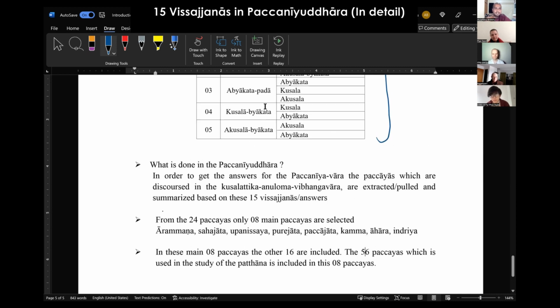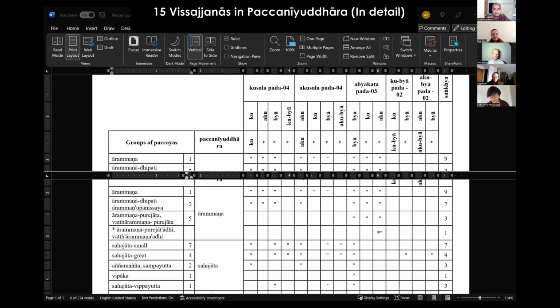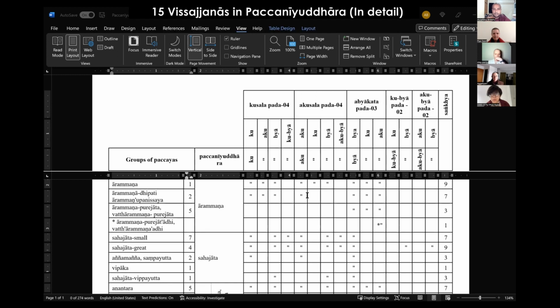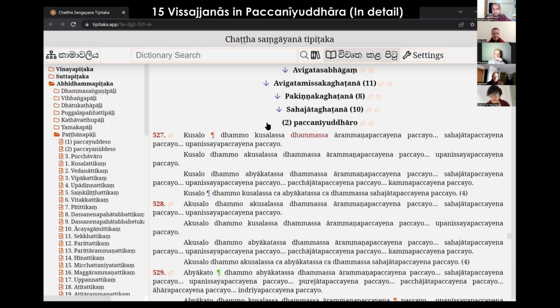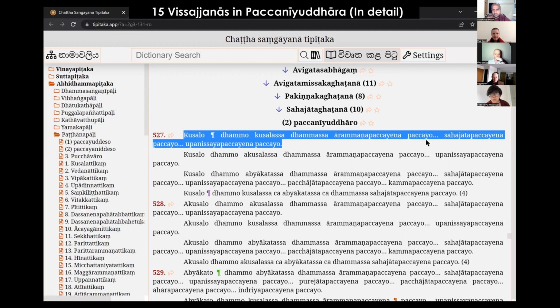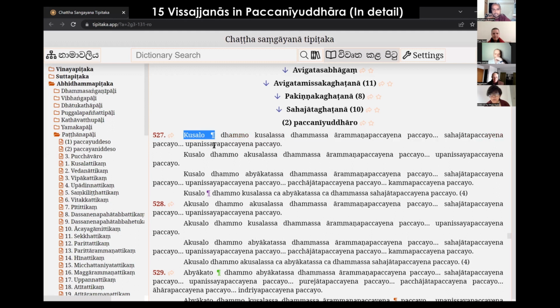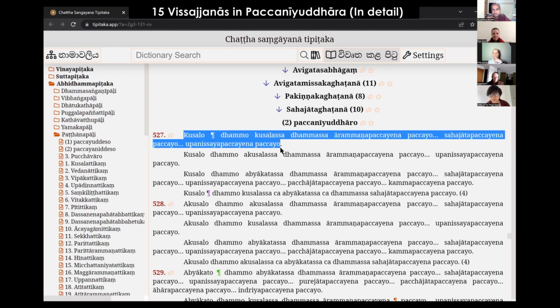So with that, we'll be moving to here. This is the Paccanīyuddhāra chapter. This is the Pali that we are going to discuss, right? So the first one is kusalo dhammo kusalassa dhammassa nārammaṇapaccayena paccayo, sahajāta paccayena paccayo, upanissaya paccayena paccayo.